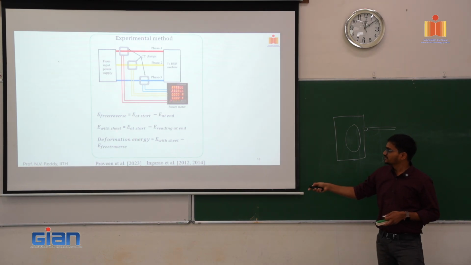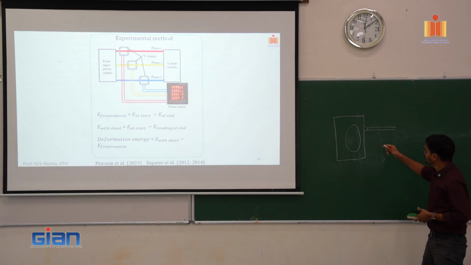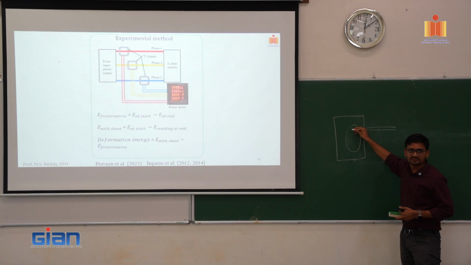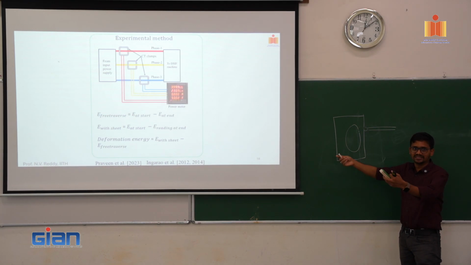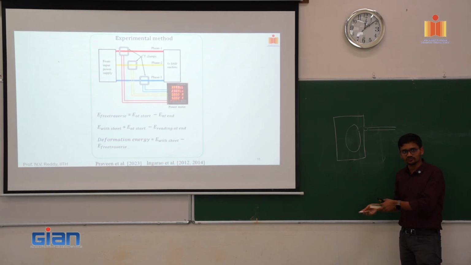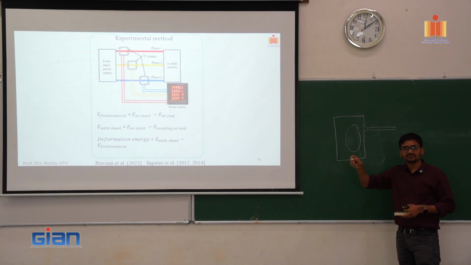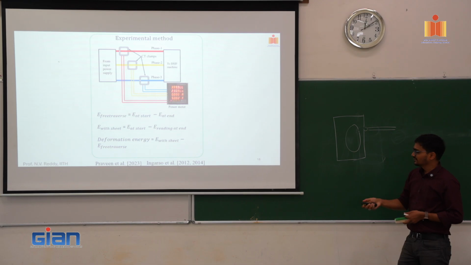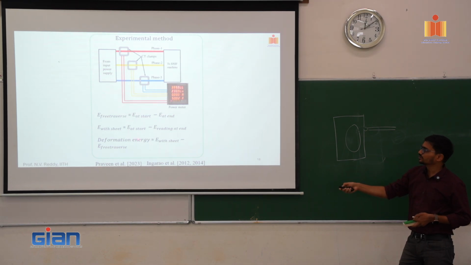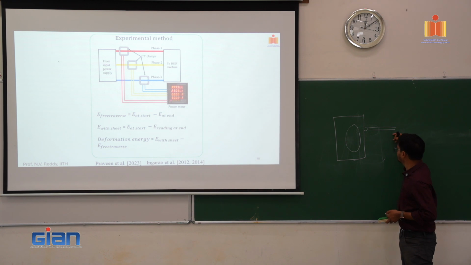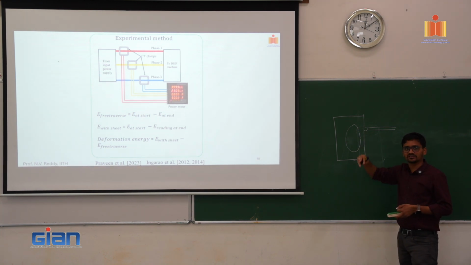So the energy with the sheet. When the sheet is getting deformed, the tool is also moving. It cannot happen independently. The tool always has to move when the sheet is getting deformed. So the energy with the sheet includes both effects: the energy associated with the movement of the tool as well as the deformation energy.